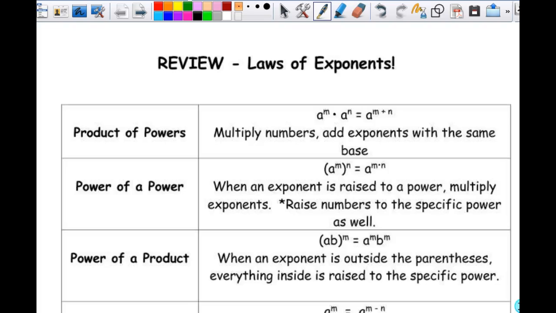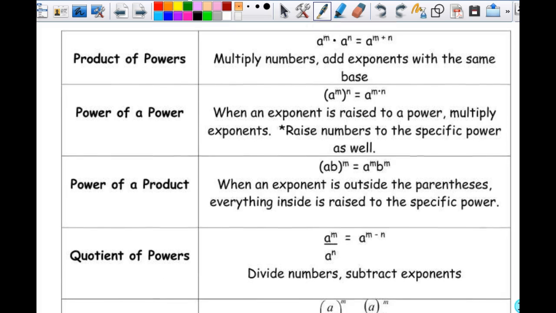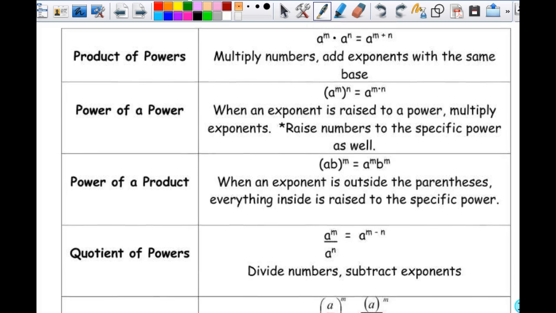So this is, like it says, a review of the laws of exponents. These are things that you've learned in Algebra 1. You should have used some in geometry, and definitely used them again in Algebra 2. You need to be able to apply these properties appropriately. So we have product of powers.